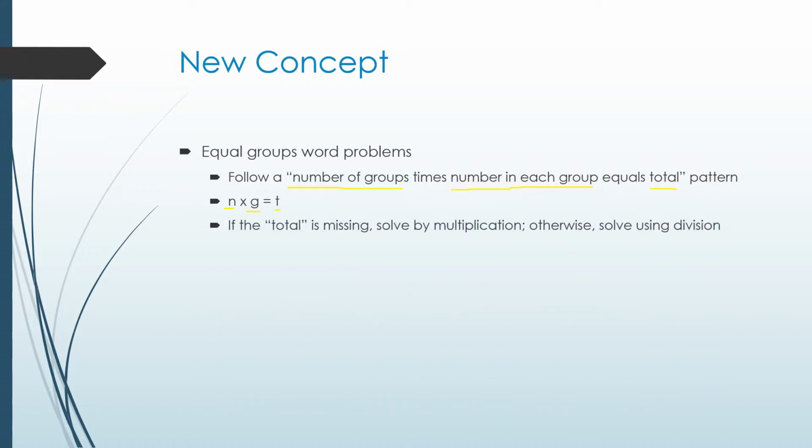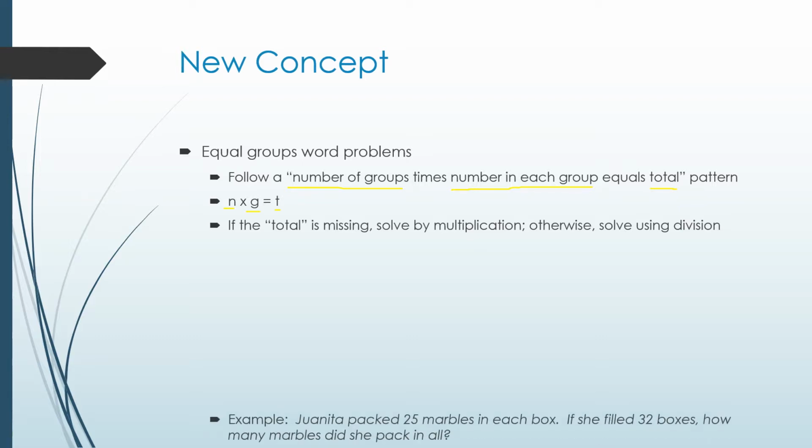So if we're missing the total, we're going to multiply. That makes sense. If we're missing either of the other two numbers, the number of groups or the number in each group, then we're going to divide. It's just like a missing number in multiplication.